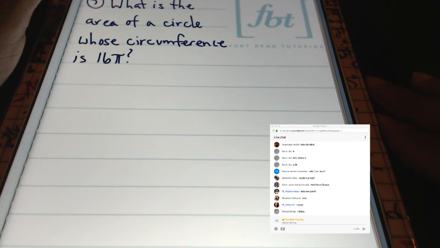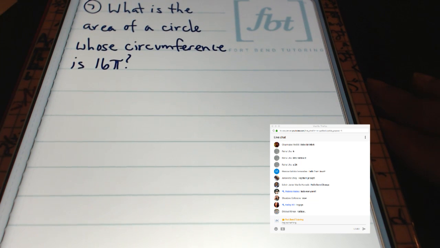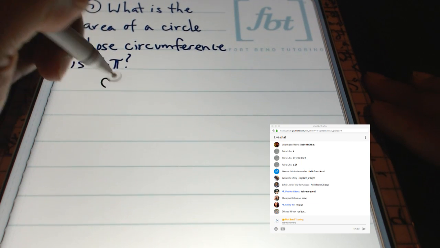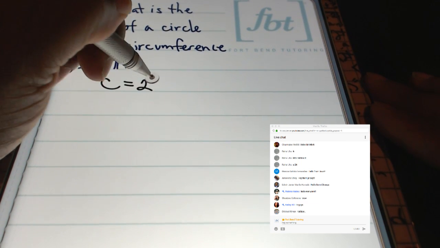Let's look at problem number 7, guys. Problem number 7 says, what is the area of a circle whose circumference is 16 pi? Well, when we're referring to the circumference of a circle, we can use one or two equations here. The first being that the circumference is 2 pi r.